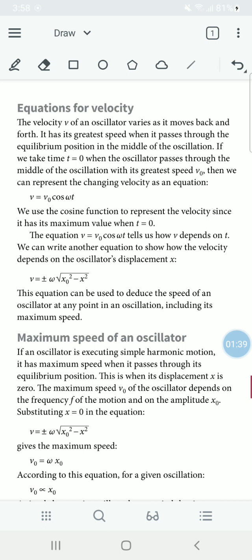We can write another equation to show how the velocity depends on the oscillator's displacement x: V equals plus or minus omega square root of xo squared minus x squared. I suppose you can remember xo is the amplitude. This equation can be used to deduce the speed of an oscillator at any point in an oscillation, including its maximum speed. So these two equations, V equals Vo cos omega t and V equals plus or minus omega square root of xo squared minus x squared, you have to know by heart.